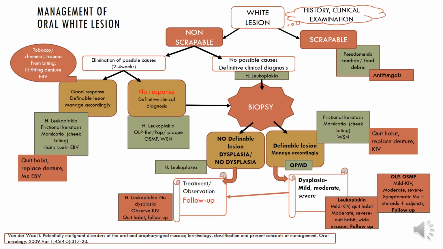On the other hand, if you're looking at a white lesion which is a lichen planus or an OSMF, and if they are dysplastic, it's again important to look at the grade of dysplasia, mild, moderate and severe, and do the similar kind of management. And of course, in case of lichen planus and OSMF, the patient could be symptomatic. So there you add in steroids or adjuncts and keep the patient on long-term follow-up. So this entire flowchart actually sums up management of a white lesion.